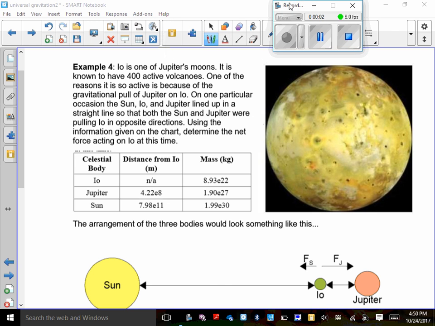And our last sample question here. Io is one of Jupiter's moons. It's known to have 400 active volcanoes. One of the reasons it's so active is because of the gravitational pull of Jupiter on Io.